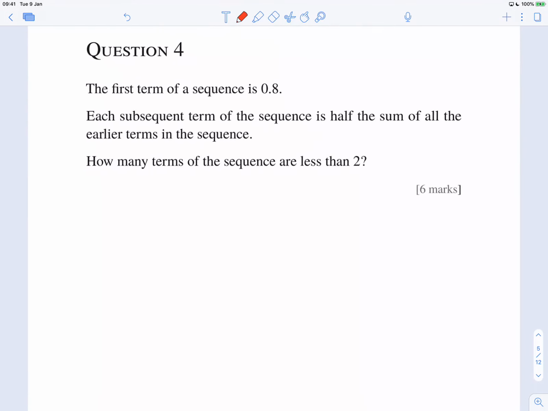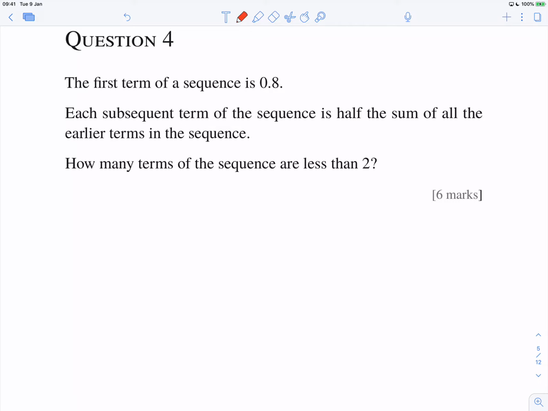Question 4, the first term of a sequence is 0.8. Each subsequent term of the sequence is half the sum of all the earlier terms in the sequence. How many terms of the sequence are less than 2? So if I've got 0.8, well, let's just do it. What's the sum of 0.8? It's 0.8. Halve it, the next term's 0.4.